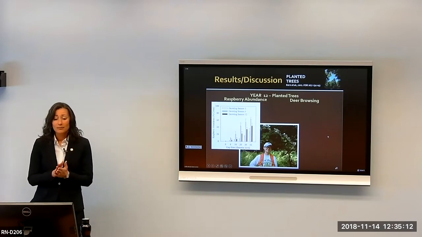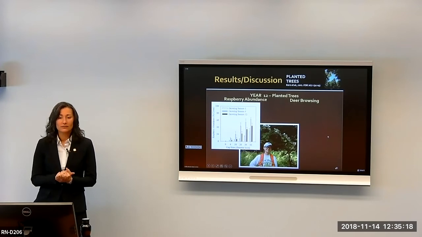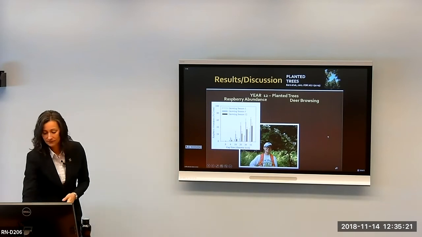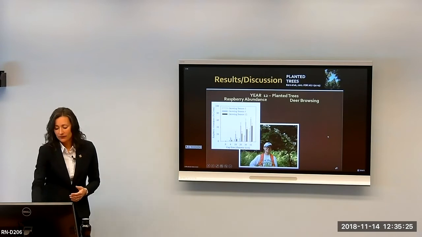When we included raspberry in the statistical models, we saw shorter survival. So the more raspberry, the lower the survival of the tree.